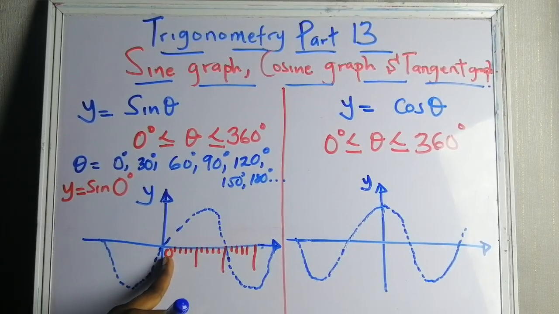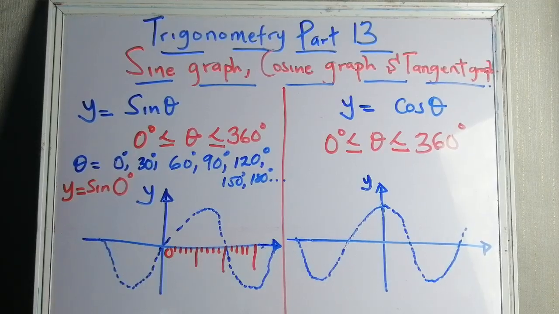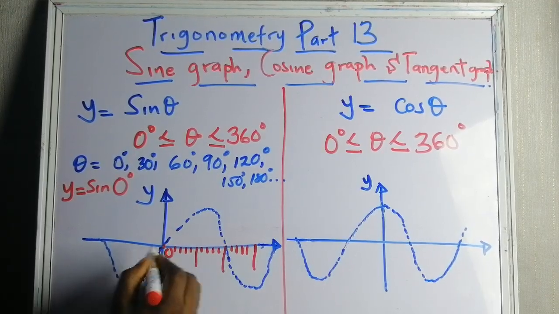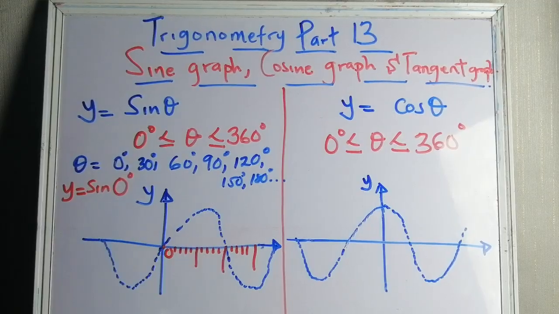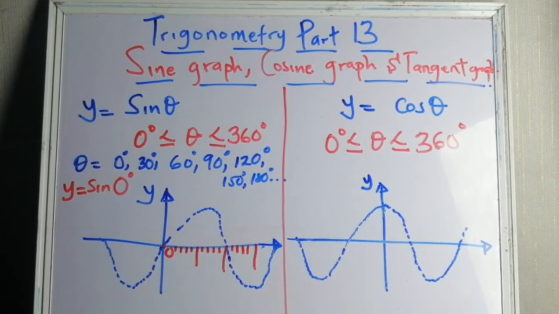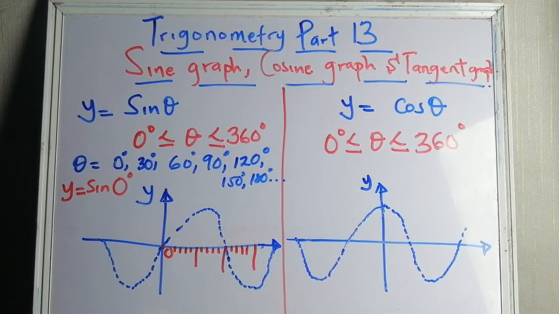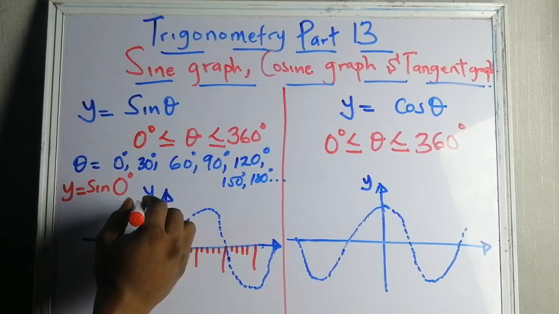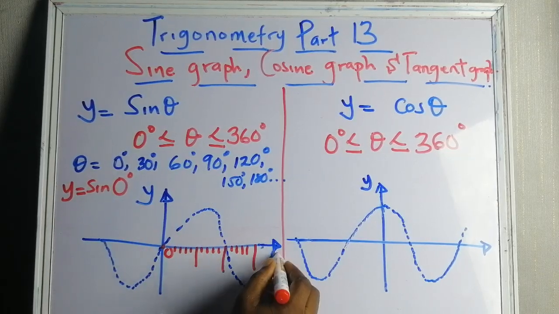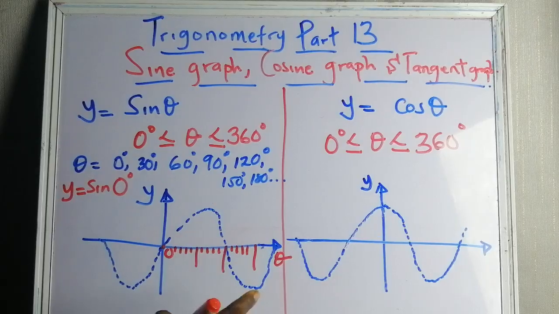At 0 degree, what is my y? You see that sine theta always passes through the origin. Y equals sine theta. They can ask you which one of the following represents the sine graph, like the way I've shared the question. So just know that sine theta always passes through 0 degree, the origin. You understand? So let's assume this is my y, and this is my theta, which represents x.